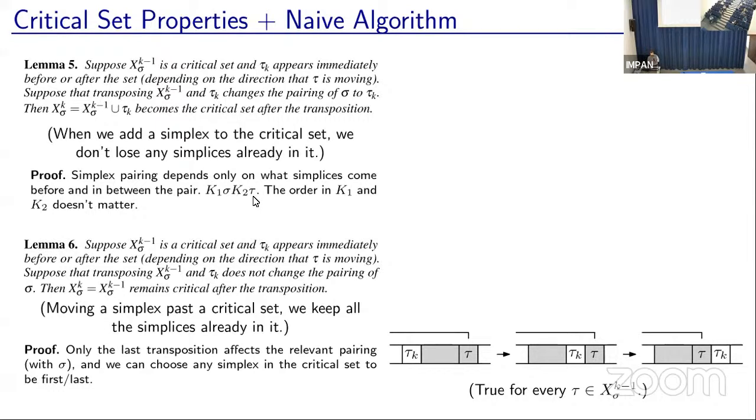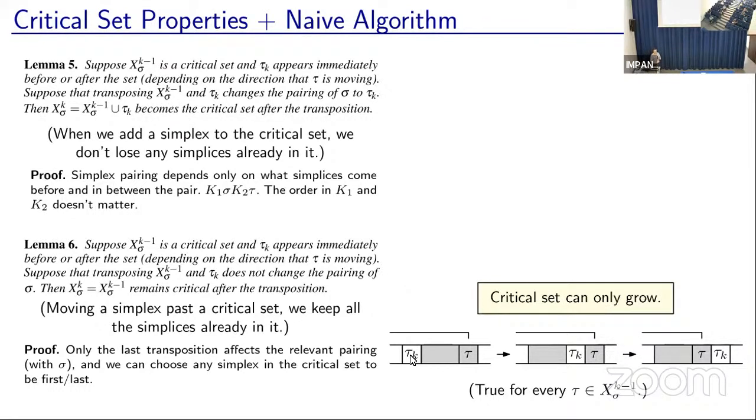And the opposite statement is also proved: if I move a simplex past the critical set, so if I have some tau k and I move it to the right and the pairing doesn't change, it doesn't belong to the critical set. None of the simplices already in the critical set are going to fall out. You can imagine that I removed something and suddenly something stopped being critical, but it's not difficult to verify that this cannot happen. In other words, the critical set can only grow. As I'm moving my simplex, some simplices will be added, which in the previous slide was the fact that we went on to lower and lower dimensional strata.